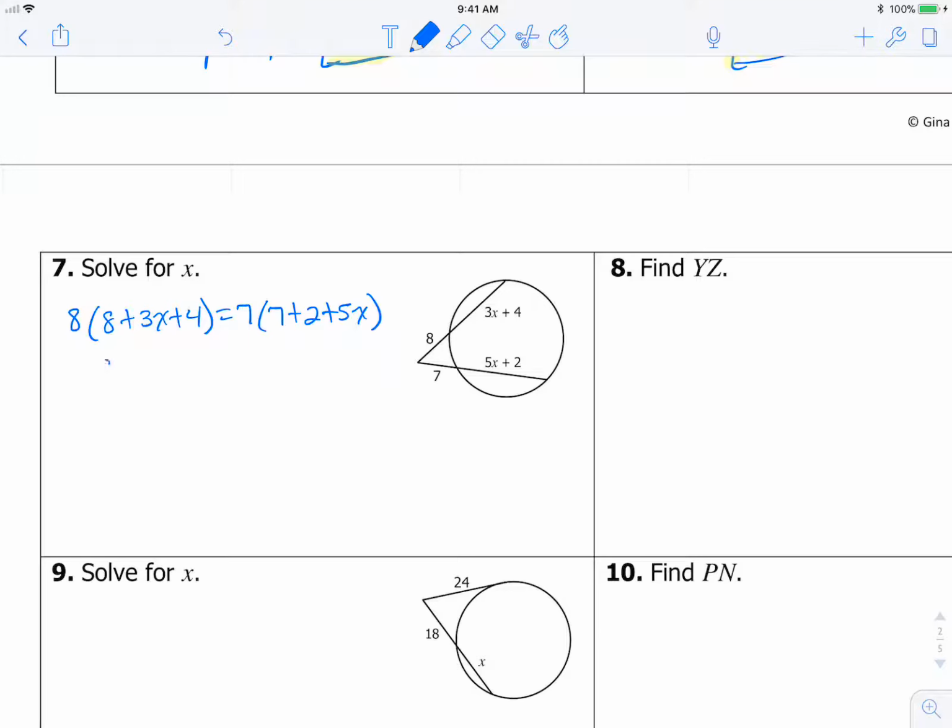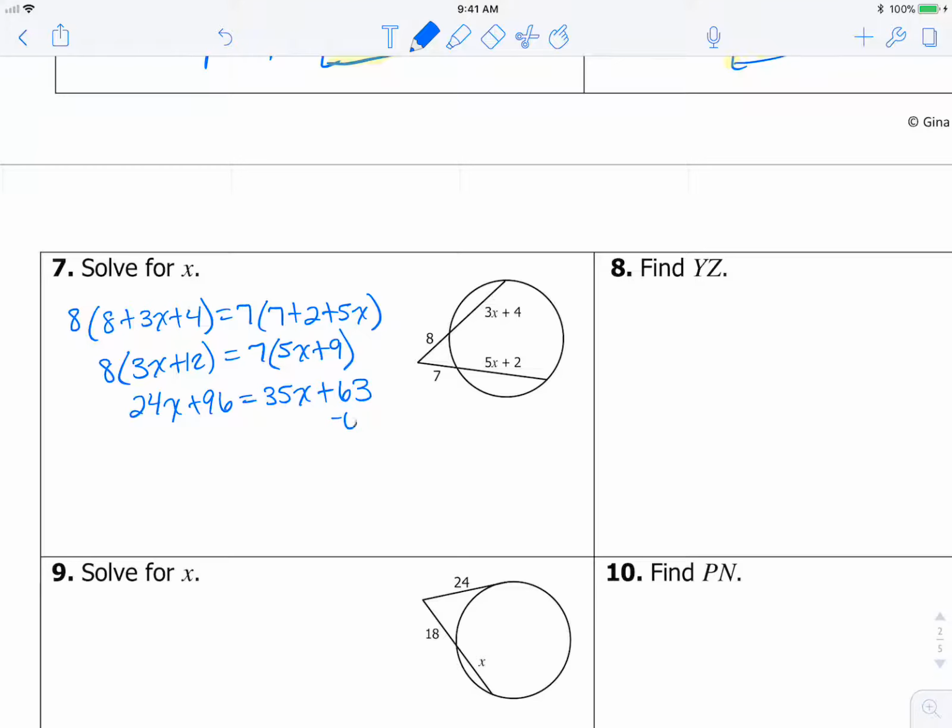Alright, so we'll clean this up a little bit. This is going to be 8 times 3x plus 12 equals 7 times 5x plus 9. Okay, so you've got it cleaned up a little bit, simplified. Now we're going to distribute. 8 times 3x is 24x. 8 times 12 is 96. Okay, this is 35x plus 63.